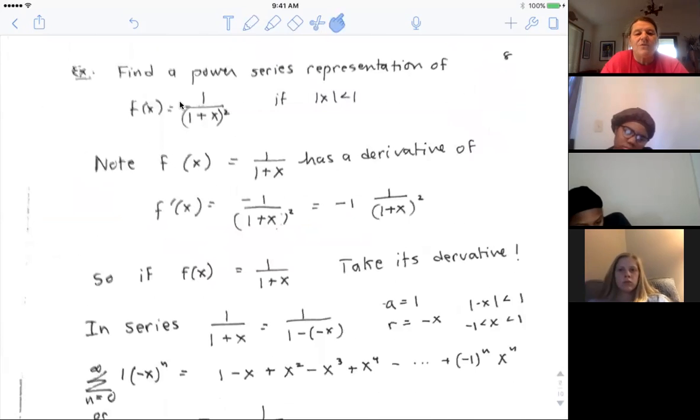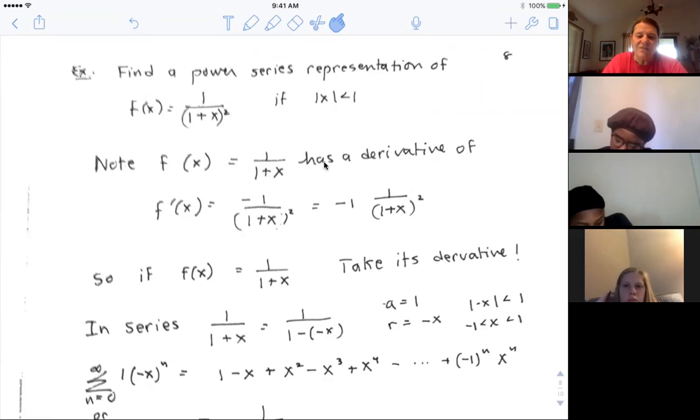This one says find a power series representation for this. Again, it looks enticingly like a geometric series, but it's not because it's got that square on it. And even if I square it out, it doesn't look like it, and I can't really split it up. Partial fractions goes nowhere with this. What I do know is that the part that's just this part without the square has a derivative of minus 1 over 1 plus x squared. Now I got a connection.